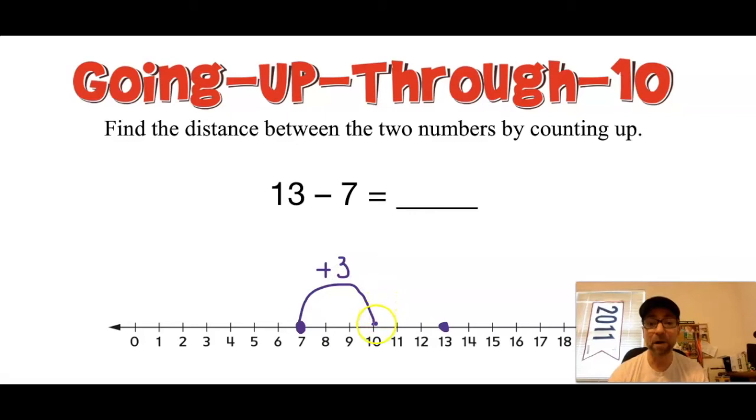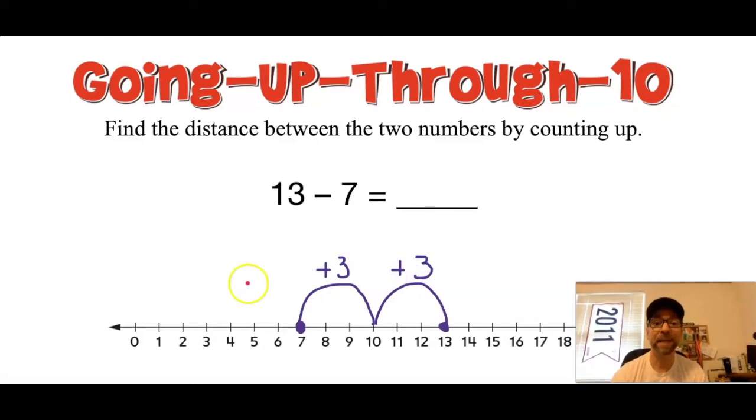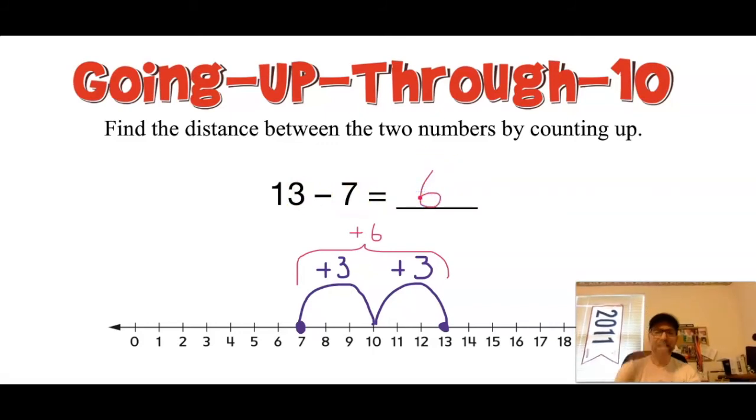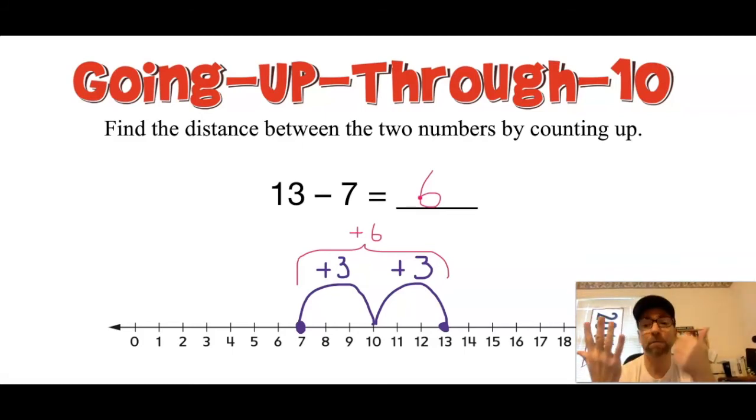7 plus 3 gives me 10. And then how far away is 13 from 10? 1, 2, 3 more. How far did I count up in all? Well, here it is. I counted up a total of 6. So 13 minus 7 equals 6. Let's start at 7 and let's count up. 8, 9, 10, 11, 12, 13.